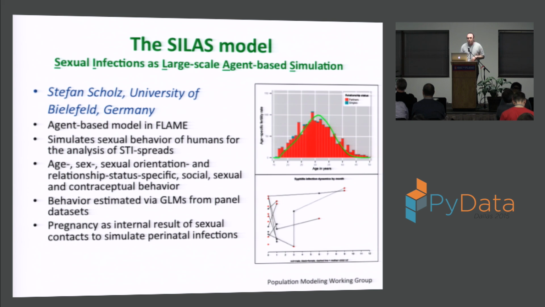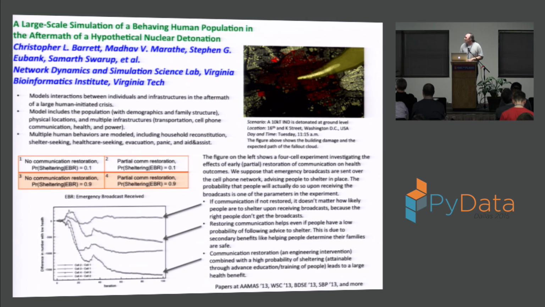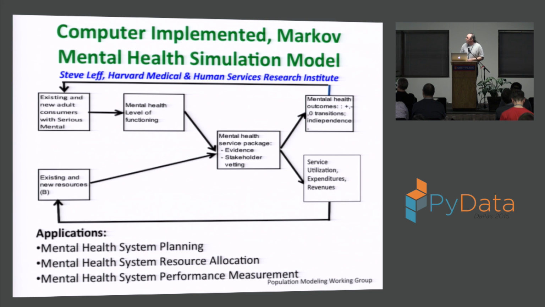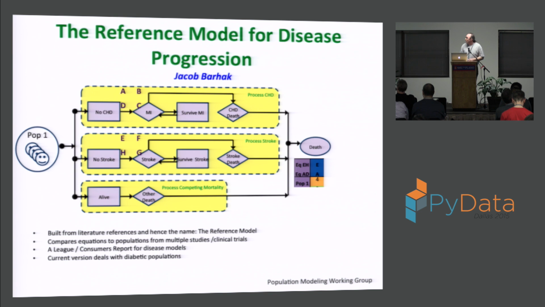Again, epidemiology, spread of disease. This is basically human behavior, what happens in case of a disaster. In this case, nuclear detonation, that's one example. Behavioral modeling, mental health models.